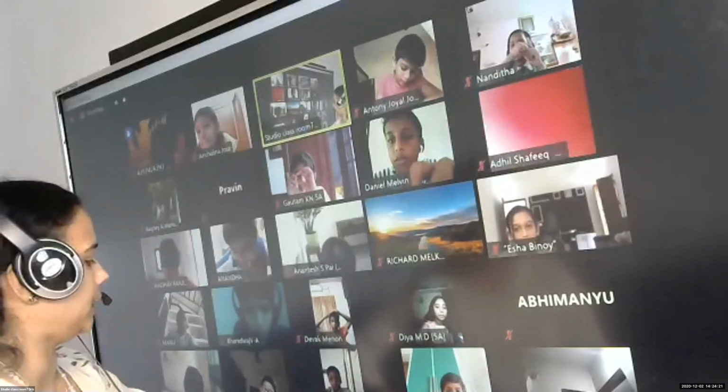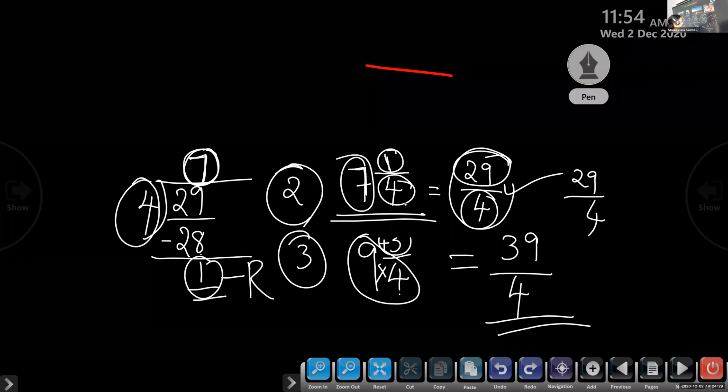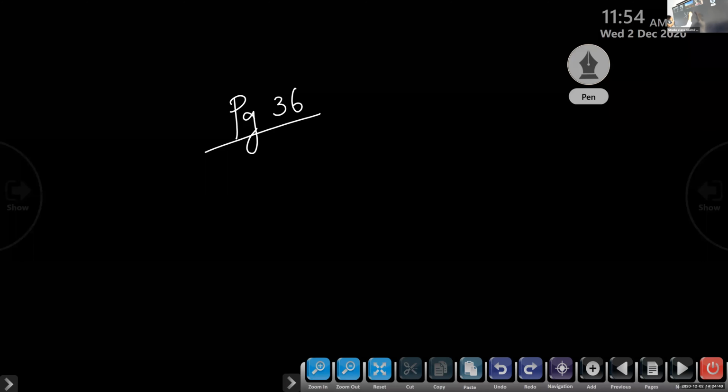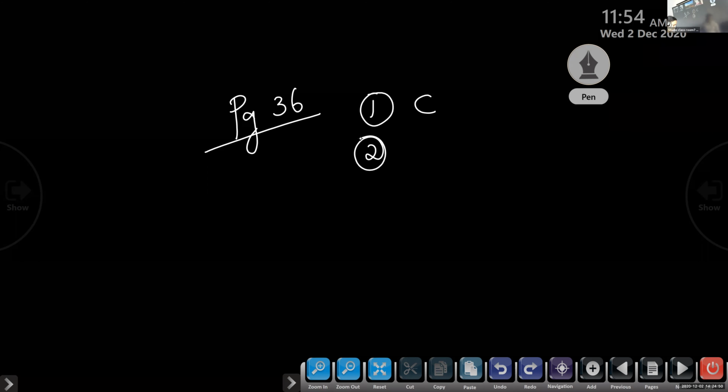Nandita, did you get the page number? Okay. So children, I'm going to write now here. Some children have some network issue. They can look at the board and write. Page number 36. Question number 1. The fraction whose numerator is greater than the denominator is known as improper. So option C. Question number 2. Fraction whose denominator is greater than the numerator is known as proper fraction. Option B.